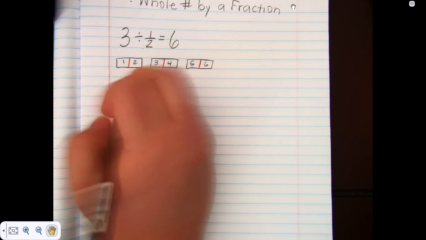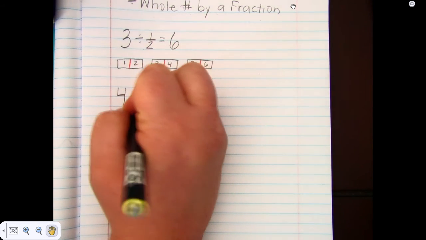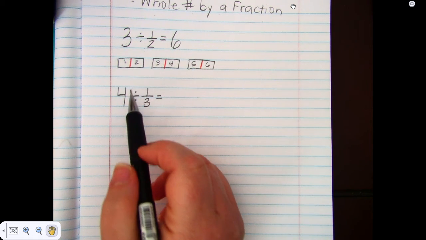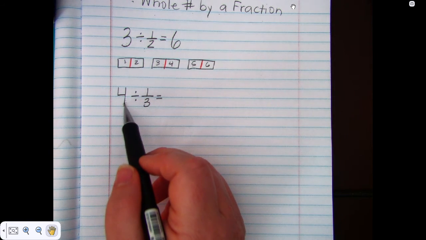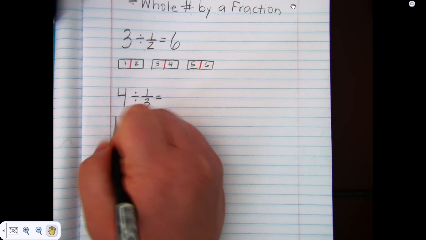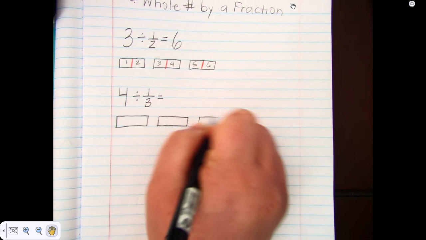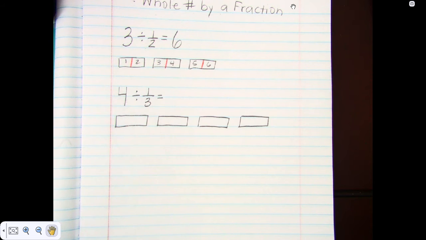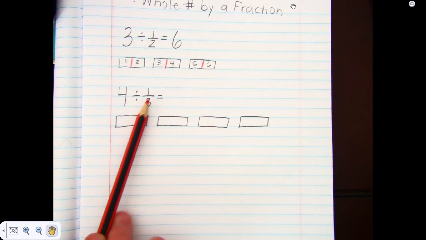Right, we'll try another one together. So we could do the problem 4 divided by 1/3. I'm going to use that same process I did up here, where whatever my whole number is, that's how many boxes I need to draw. So I have a 4, so I'm going to draw 4 boxes. After we've drawn our 4 boxes to represent our whole number of 4, we're going to split each one of those boxes up depending on our fraction.